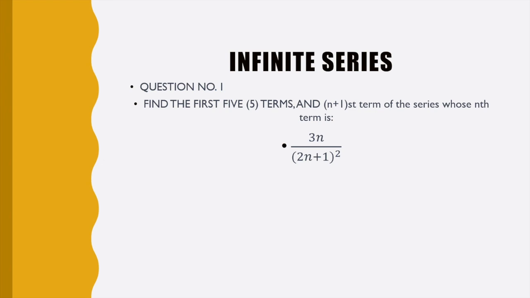Since the given nth term is 3n over (2n plus 1) squared, we now let n equal to 1. That gives us 3 times 1 over (2 times 1 plus 1) squared, which is then 3 over 9, simplified 1 over 3. Now we let n equal to 2. That gives us 3 times 2 over (2 times 2 plus 1) squared, equal to 6 over 25.